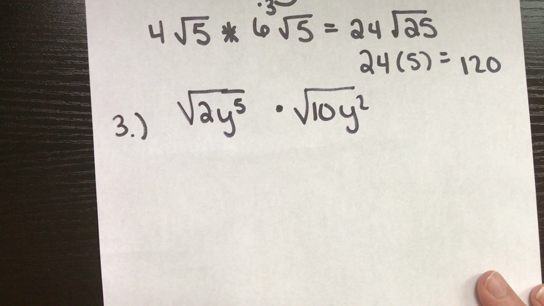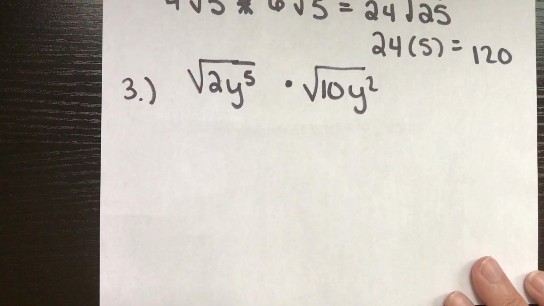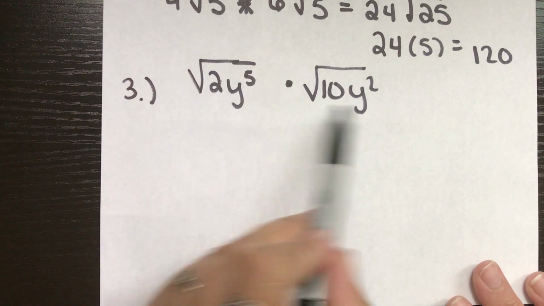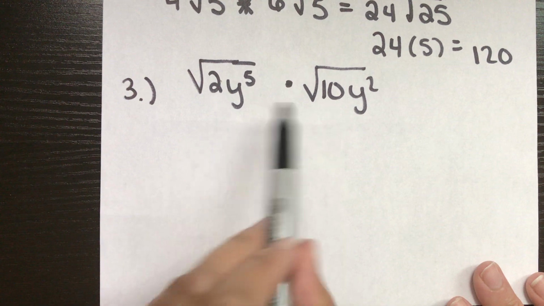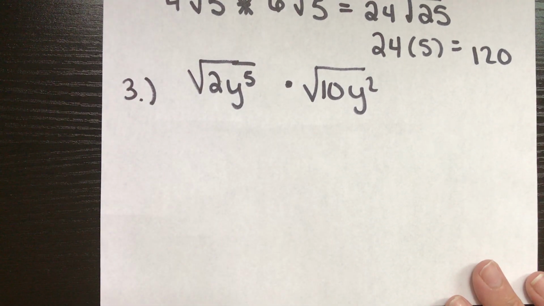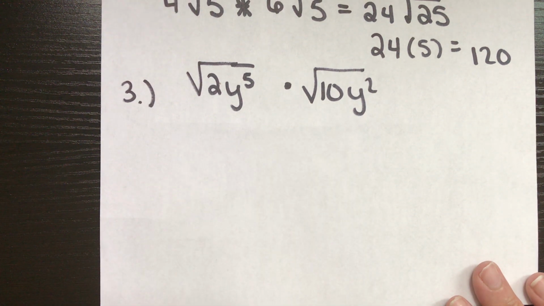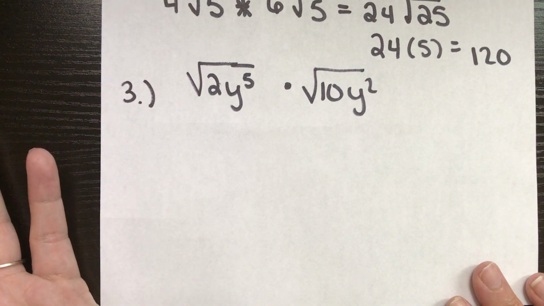So here we have number 3, we have variables and numbers. When the numbers are small like this, I typically tend to just put it together first. I find it a little easier. The only reason I broke down number 2 before I multiplied is because the numbers were pretty large, but these numbers 2 and 10 are not that big. Also, 2 and 10 will not break down any smaller.